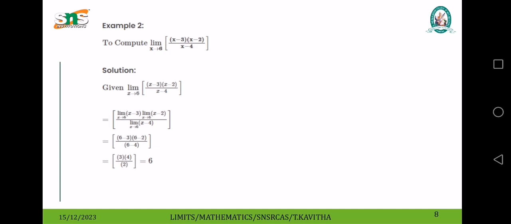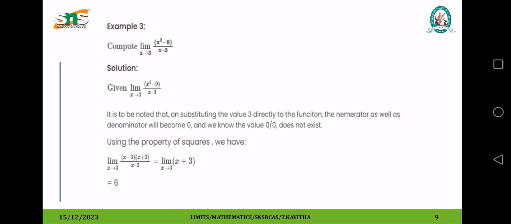The last problem is to compute limit x tends to 3 of x square minus 9 divided by x minus 3. Here we substitute x equal to 3 in the first step, we get 0 by 0 form. Therefore, the limit cannot be found directly. Therefore, we use the property of squares.